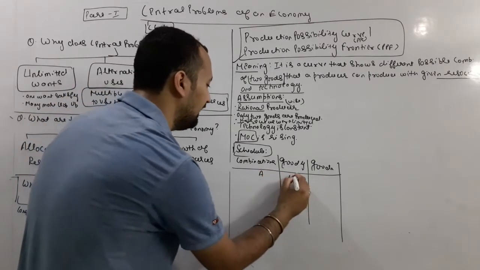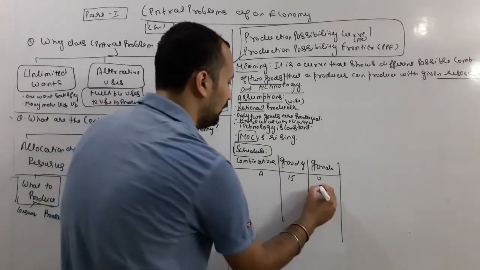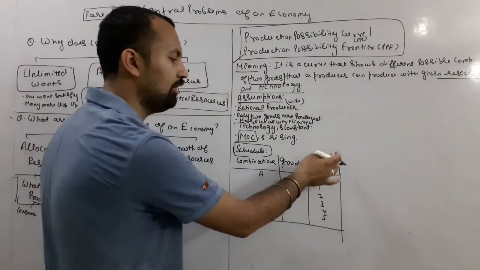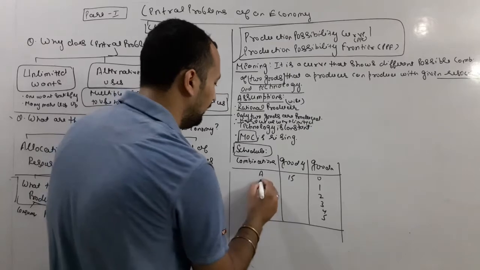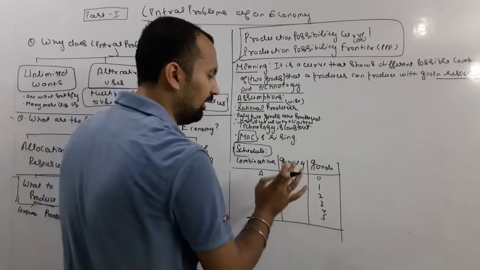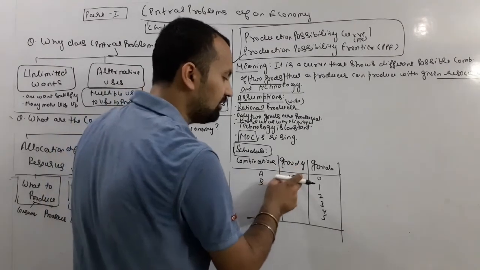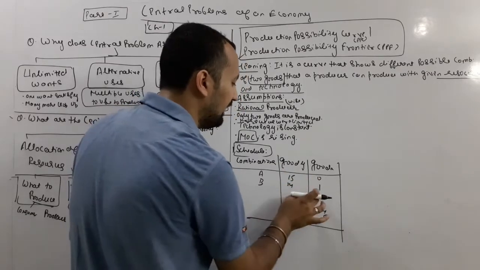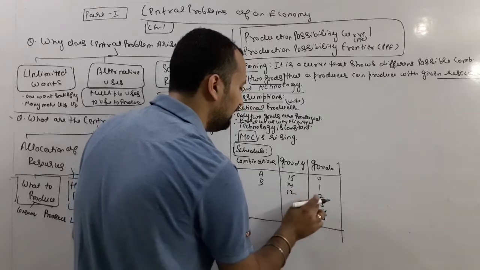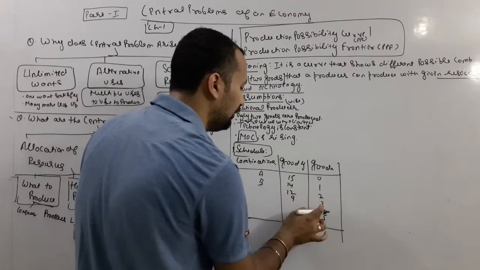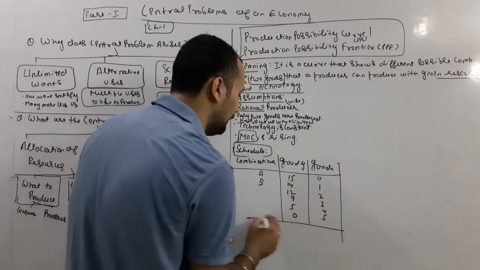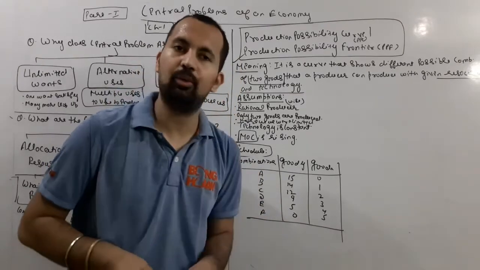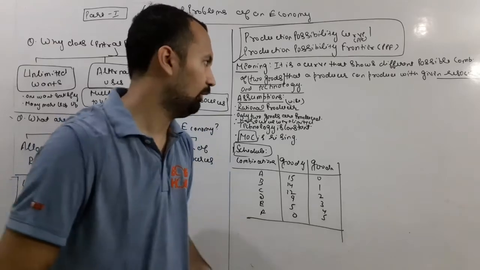First combination is 15. I'm just writing down 0, 1, 2, 3, 4, 5 here in increasing order, which means production of good X is increasing. Now the next step, B. What we need to do is subtract: 15 minus 1, 14; 14 minus 2, 12; 12 minus 3, 9; 9 minus 4, 5; 5 minus 5, 0. So these were the 6 combinations that a producer can produce with given resources and given technology.